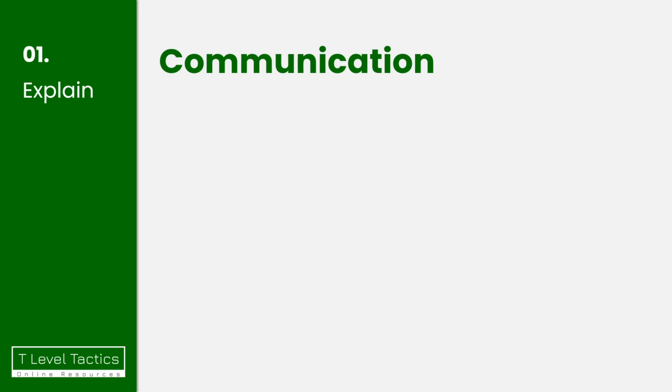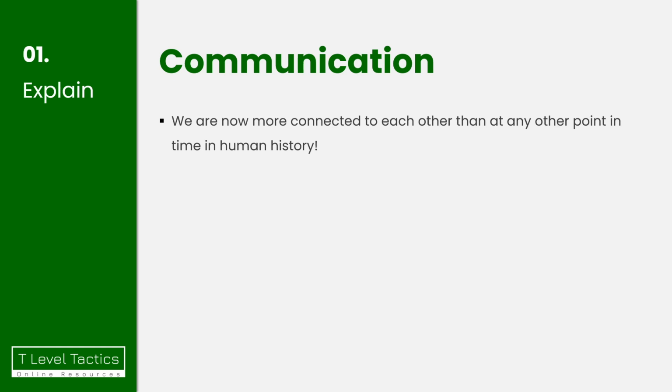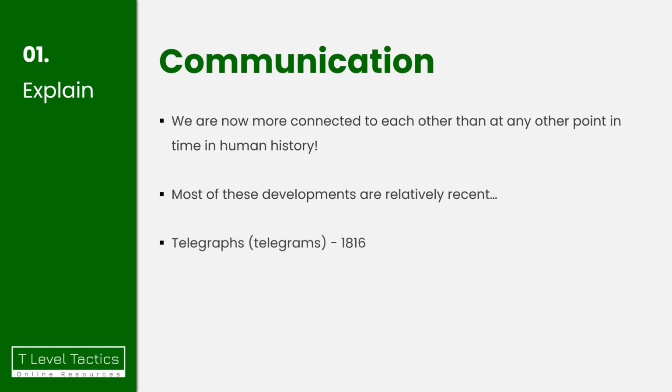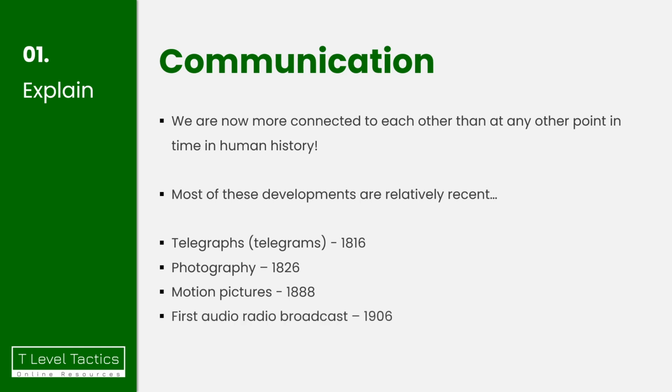We're more connected to each other now than at any other point in human history. And most of these developments are relatively recent. Telegrams came about in about 1816. Photography, 1826. The emergence of motion pictures in 1888. The first radio broadcast was in 1906. And television came not too long after, in 1926. Now that seems like old tech, but if you look at how long humans have been on the Earth and how long we've had society, it is all very recent stuff.